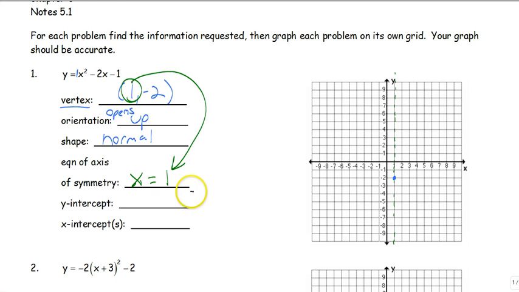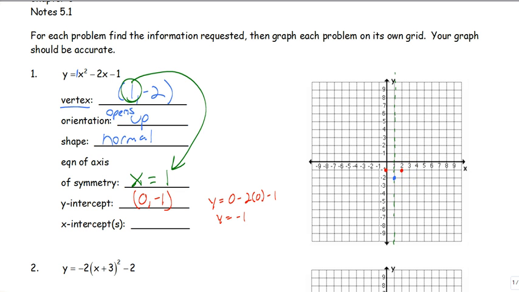My y-intercept, I plug in 0 for x. So y is equal to 0 minus 2 times 0 minus 1. y is equal to -1. So the y-intercept is (0, -1). So there is a point there. And you should know that parabolas are always symmetric over the axis. So that means that if I moved 1 to the left and 1 up, I have to move 1 to the right and 1 up to get my other point. Okay? Now let's find our x-intercept.